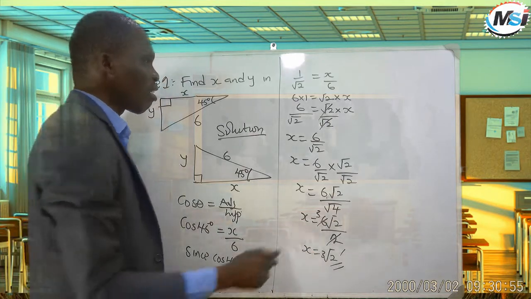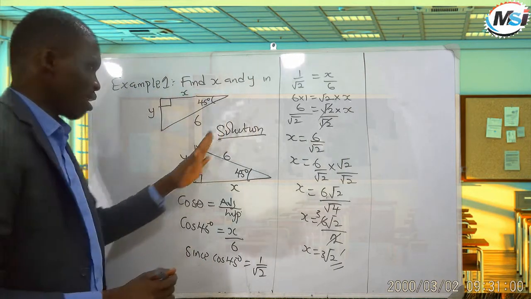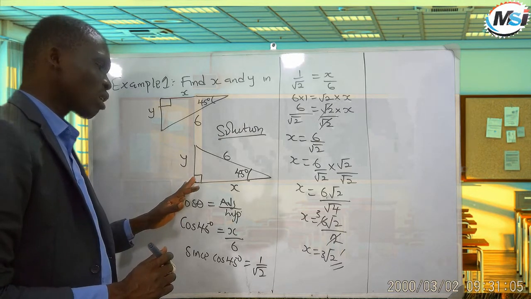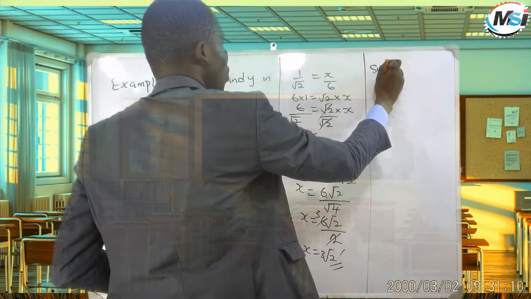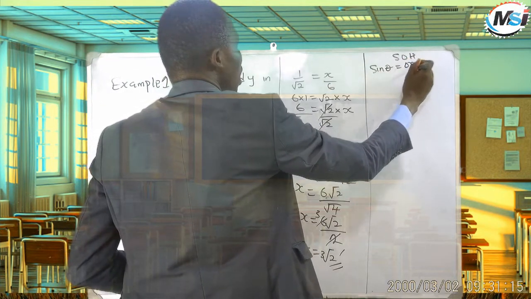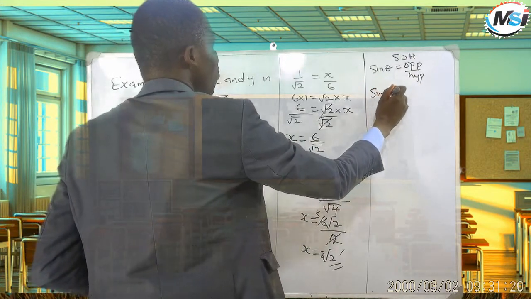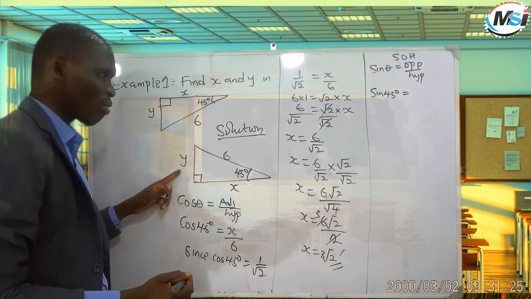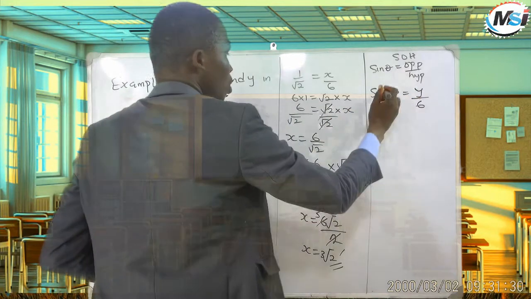Now, to find the value of y, remember the question is find x and y. So to find the value of y, we need to think of what we can use. I think we need to use sine, because sine theta will give us SOH, opposite all over hypotenuse. So sine 45 degrees will give us opposite, which is y, all over 6.